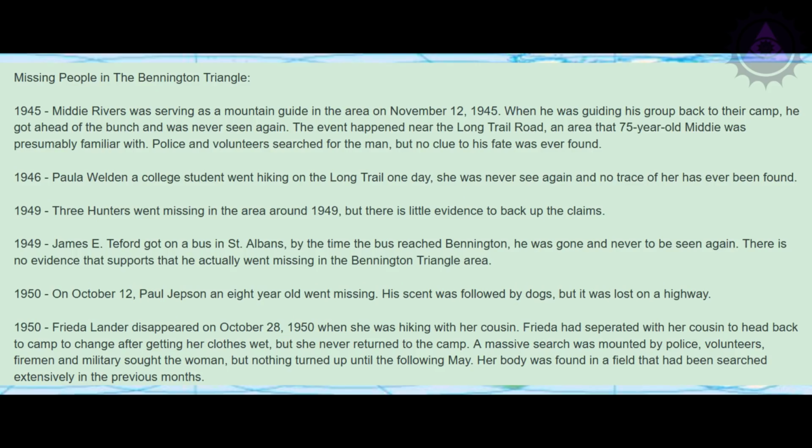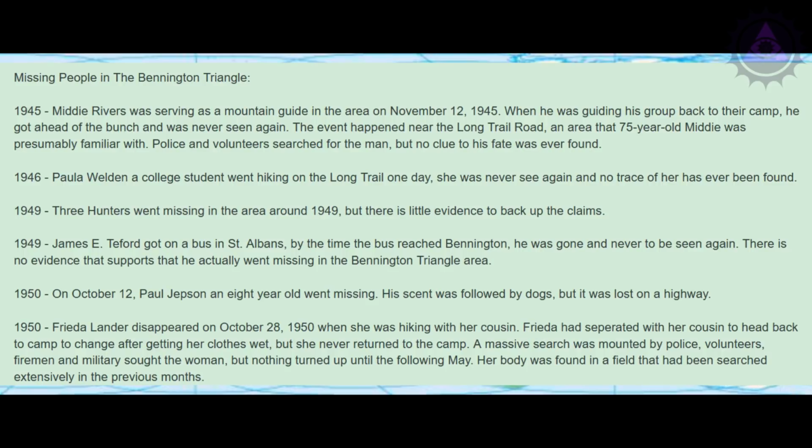Missing people in the Bennington Triangle. 1945: Mitty Rivers was serving as a mountain guide in the area on November 12, 1945. When he was guiding his group back to their camp, he got ahead of the bunch and was never seen again. The event happened near the Long Trail Road, an area that 75-year-old Mitty was presumably familiar with. Police and volunteers searched for the man, but no clue to his fate was ever found.